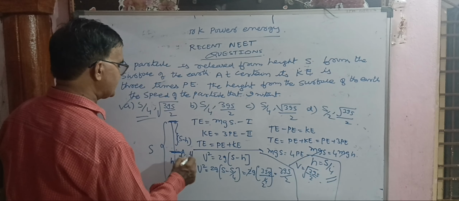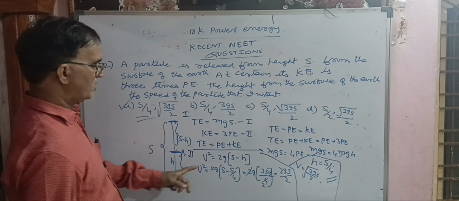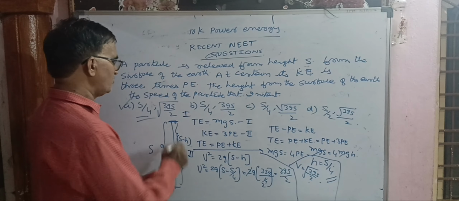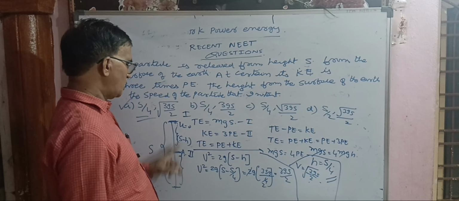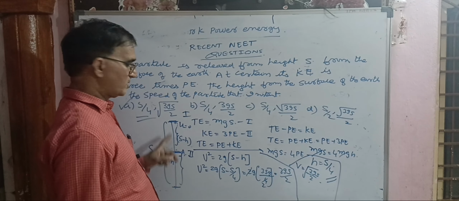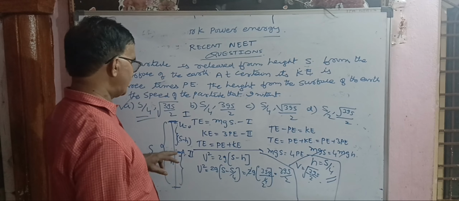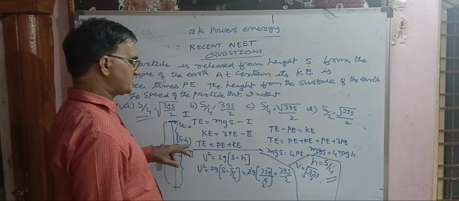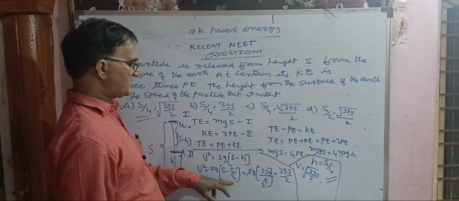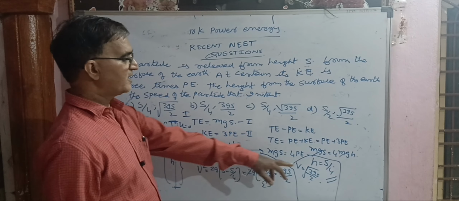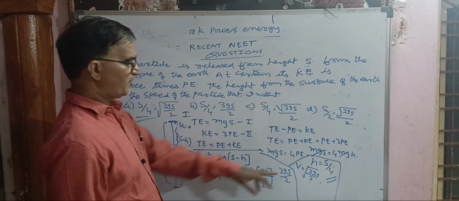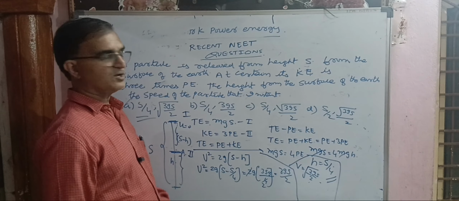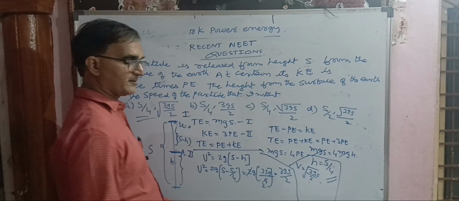Then the second situation: v square is equal to u square plus 2g into (s minus h), with initial velocity u equal to 0. Already the total height is s. H is the height from the ground, so the remaining height will be s minus h. H is s by 4. Substitute here, you get 3gs by 4. If you take v, under root 3gs by 2 is the answer. First option is correct.